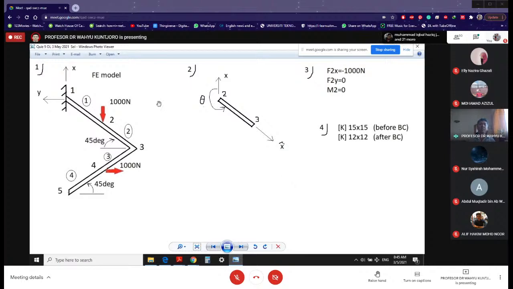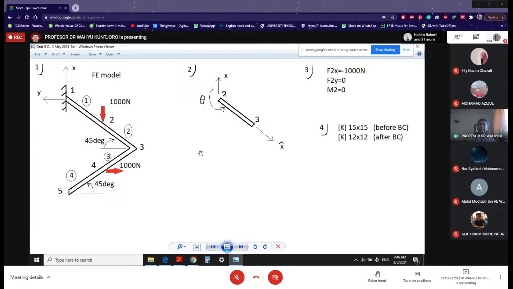And also, if you answer question number 1, the finite element model must involve all numbering, node and elements, must involve the forces that are being applied there, this force and that force. And you also need to show the support, all right? And don't forget to show also the X and Y axis, the global axis. By doing that, then you do a proper finite element model.